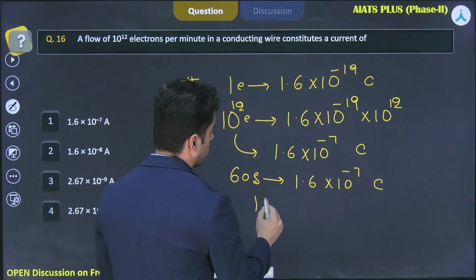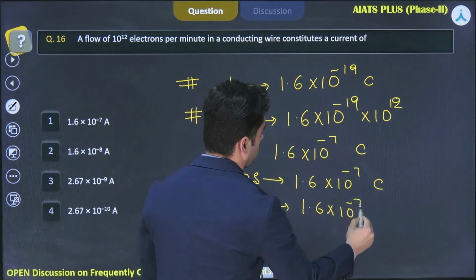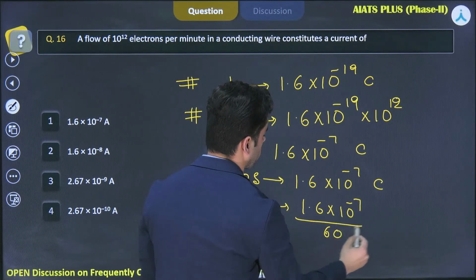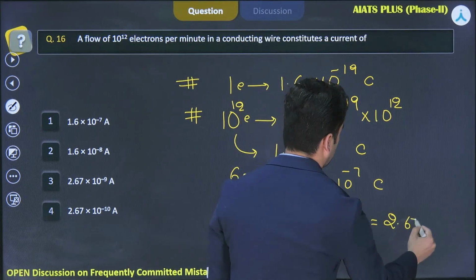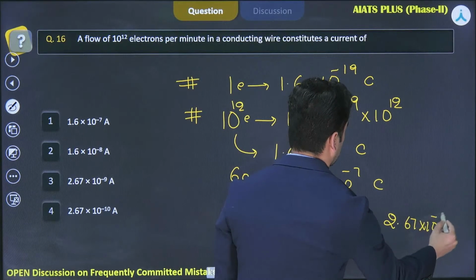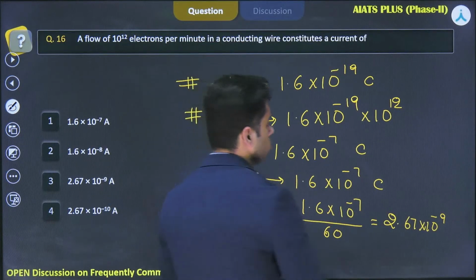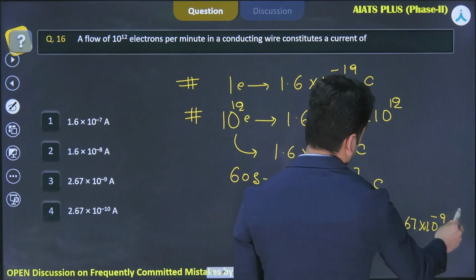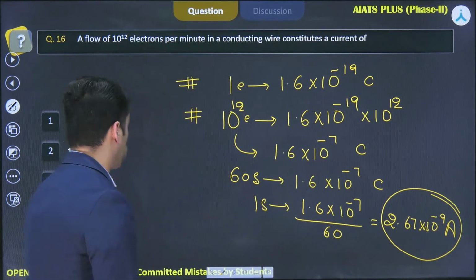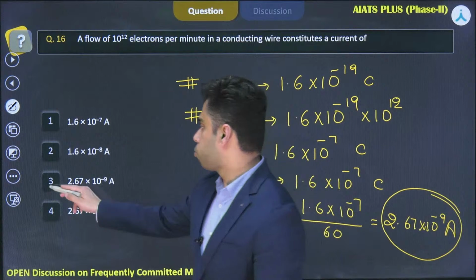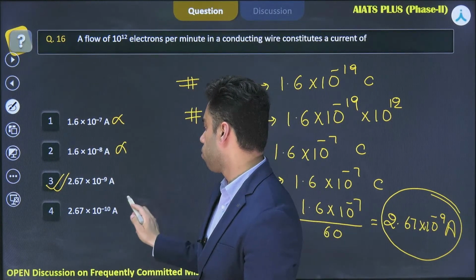So in 1 second, or the rate of flow of charge, will be 1.6 into 10 raised to the power minus 7 by 60, which if I calculate will be equal to 2.67 into 10 raised to the power minus 9. And this one will be in amperes, right? The unit will be amperes. So the correct answer to this problem is option 3, that is 2.67 into 10 raised to the power minus 9 ampere. This one is wrong, this one is wrong, and this one is also wrong.